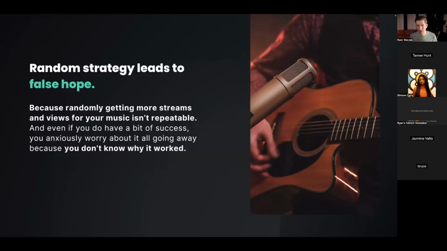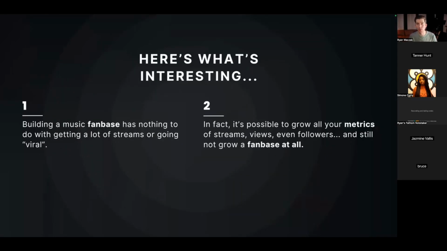And I believe that random strategy just leads to false hope because randomly getting more streams and views for your music at the end of the day isn't repeatable. And even if you do have a bit of success, you're just going to anxiously worry about how it's all going to go away because you don't know why it worked to begin with. And here's what's interesting. There's good news to give you hope. This random problem is easily solvable only if you understand one very important truth.